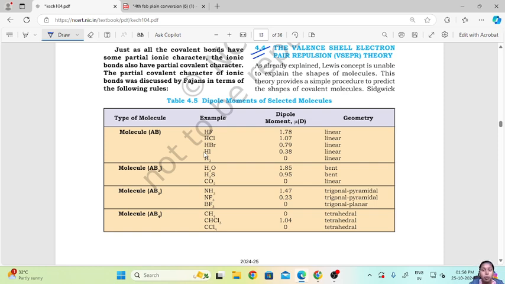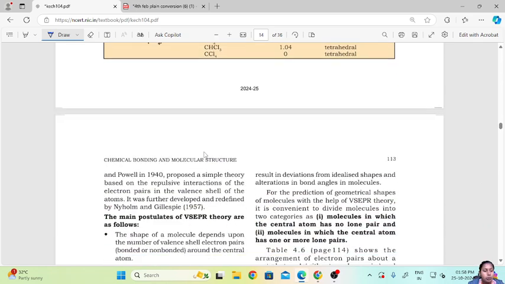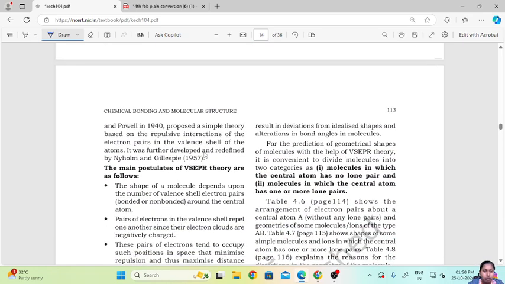So this theory provides a simple procedure to predict the shape of covalent molecules. It was put forward to predict the shapes of covalent molecules, as Lewis's concept cannot explain the shapes of molecules. Sidgwick and Powell in 1940 proposed a simple theory based on the repulsive interaction of the electron pairs in the valence shell of the atoms.